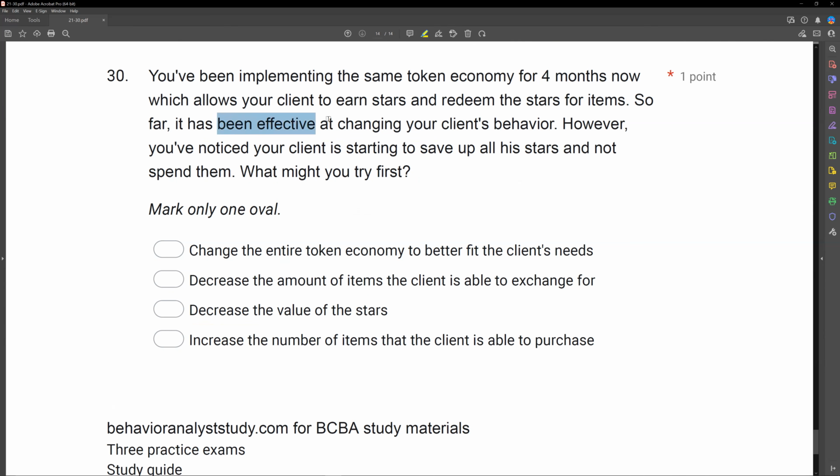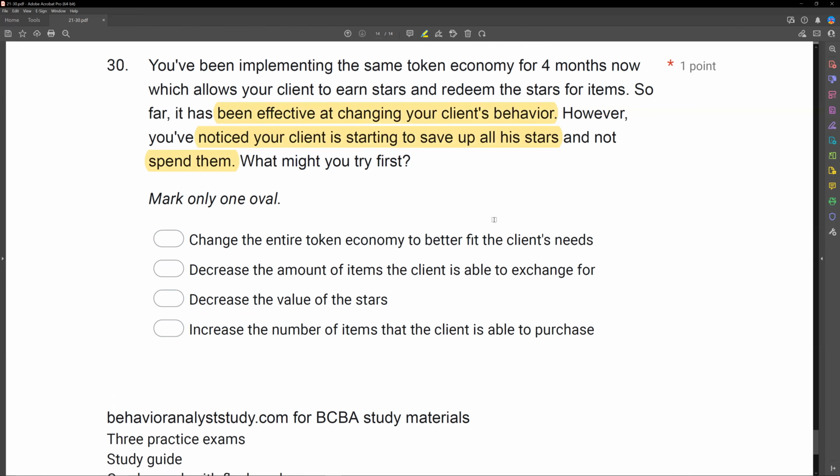You know it's been effective at changing behavior, but you know your client is saving up his stars and not spending them, right? So that's an issue. So what do you need to try? Because we need to get him spending those stars. A, change the entire token economy to better fit the client's needs. We don't need to change the entire token economy, right? It's been effective so far. So let's pump the brakes on that. What else can we do? Okay, what else can we change?